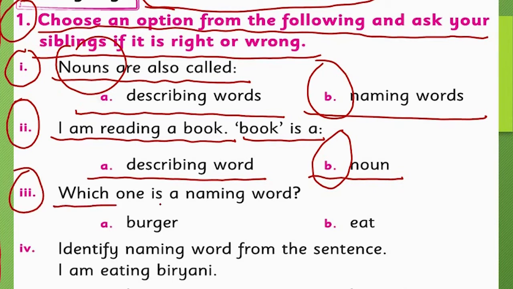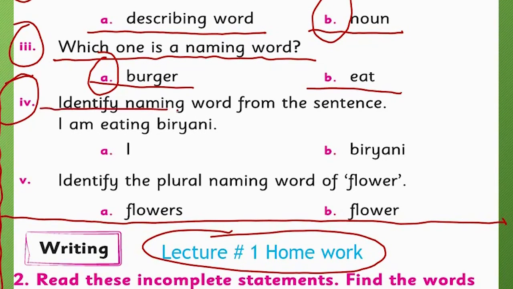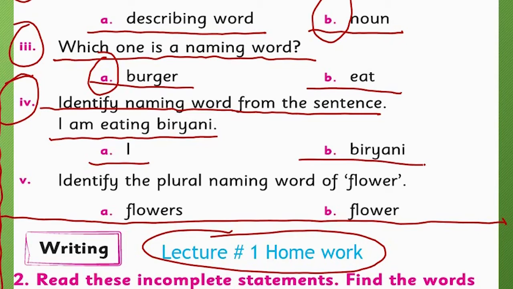Number 3. Which one is a naming word? A burger or eat? Burger is something we eat. Burger is the name of a food item. So, burger is the right option for number 3. Number 4. Identify naming word from the sentence. I'm eating biryani. What am I eating? I, biryani. Let's read the sentence again. I am eating biryani. What food is discussed in the sentence? Biryani. That's the name of the food.